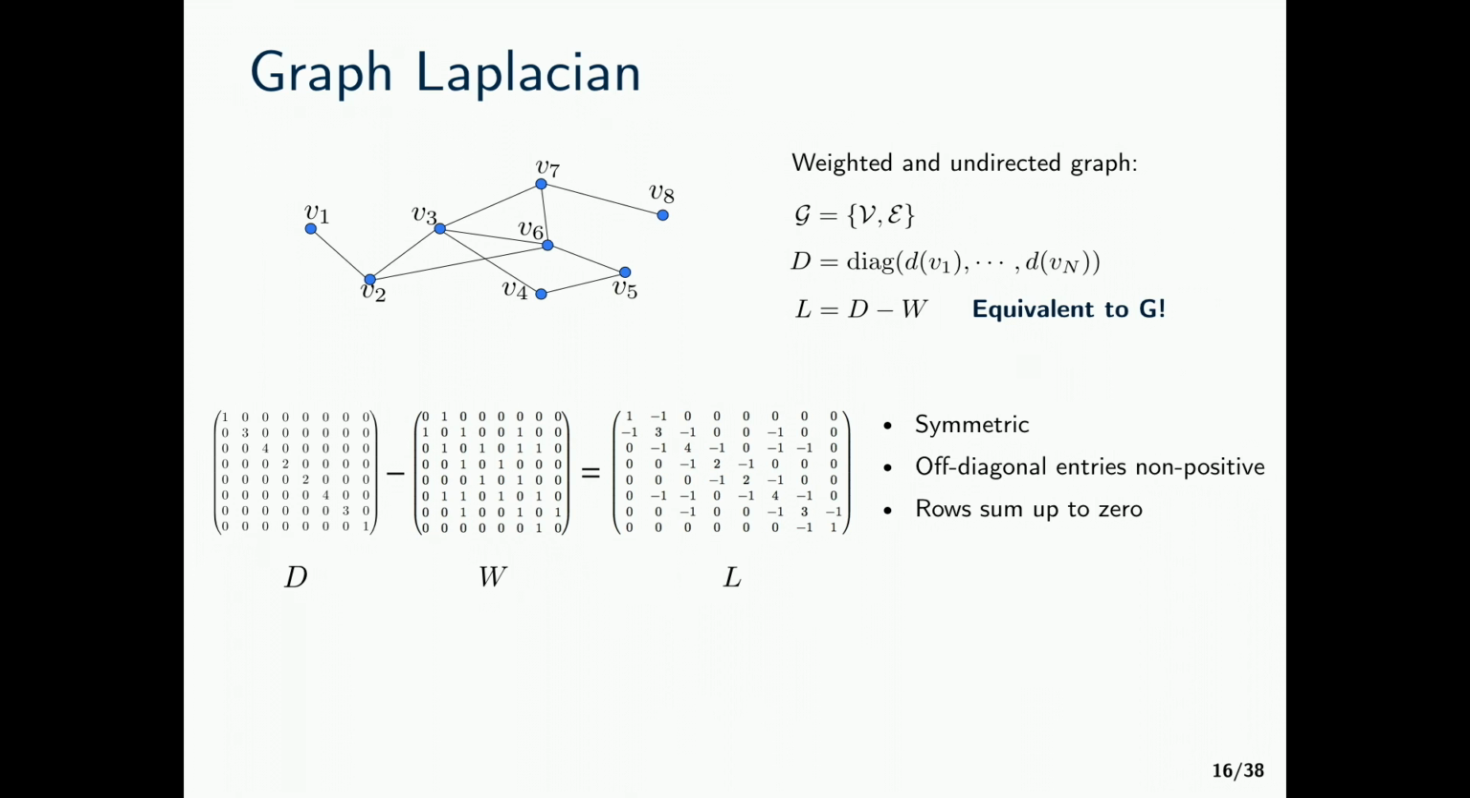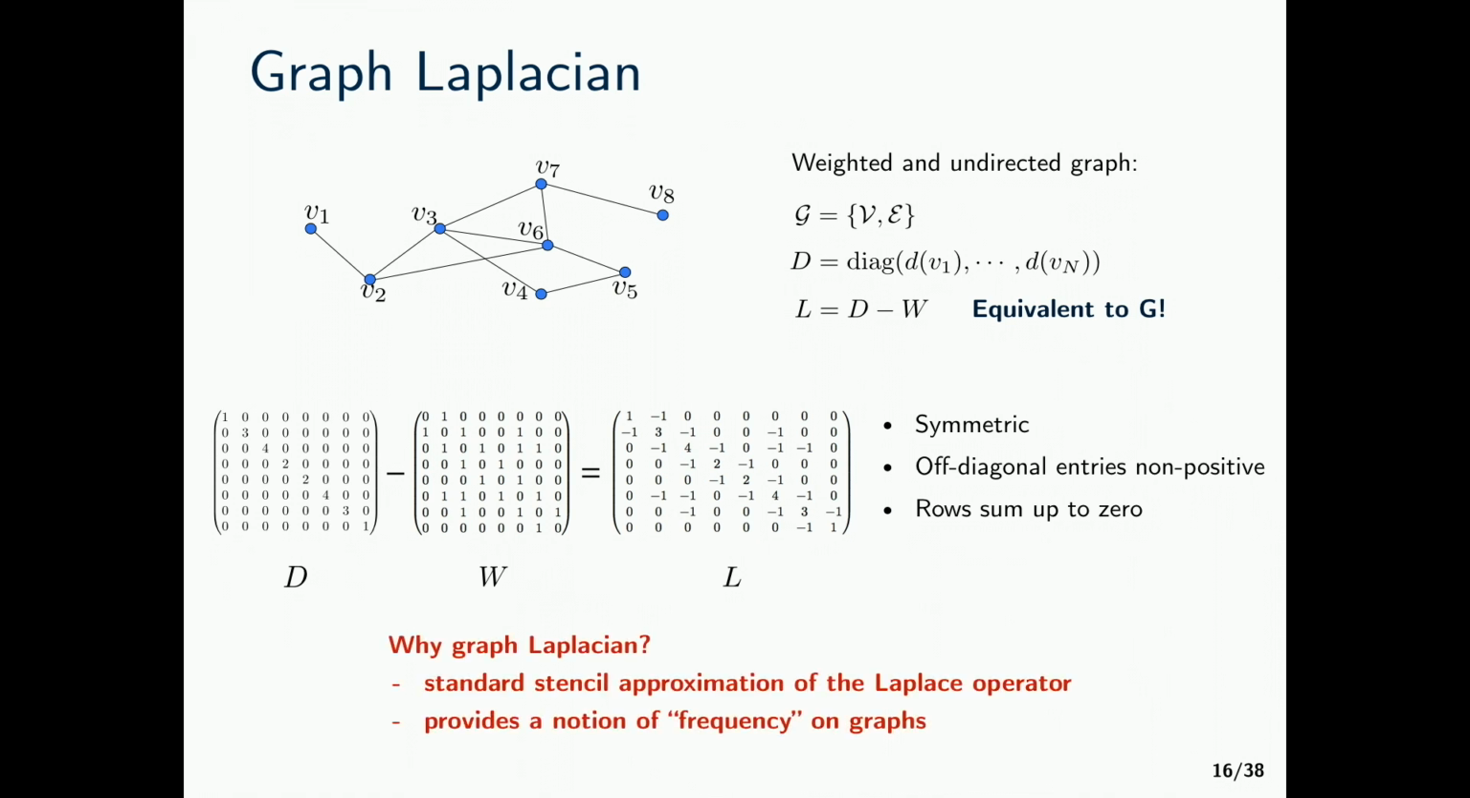So the one shown in the middle. It's clear to see that it is equivalent to the adjacency matrix W. Therefore, it is basically the graph itself. It has some nice properties. If we assume that our graph is undirected, then this Laplacian matrix will also be symmetric. The off-diagonal entries will be non-positive if we assume the weights of the edges are non-negative. And then the rows sum up to 0 by definition. And because of that, you can see that it is a singular matrix because it has eigenvalue 0, which I will talk about later. So at this point, you may wonder why we are interested in such an operator.